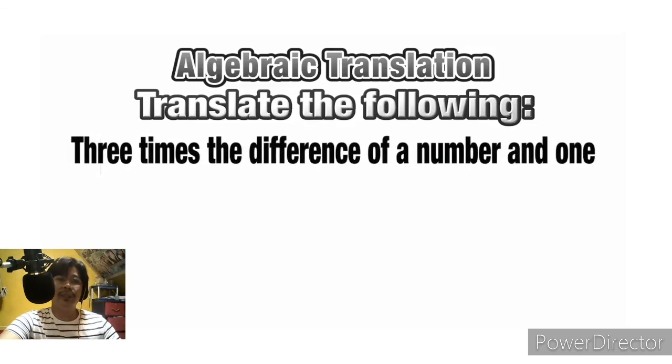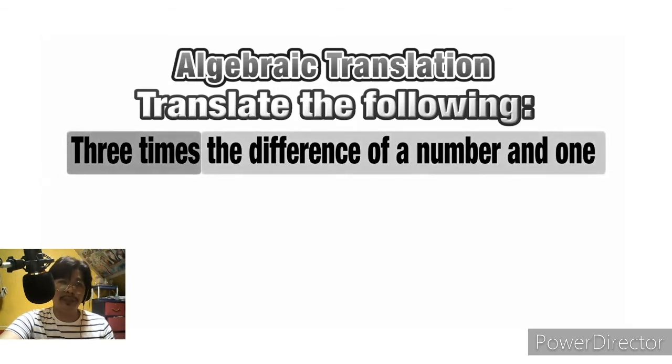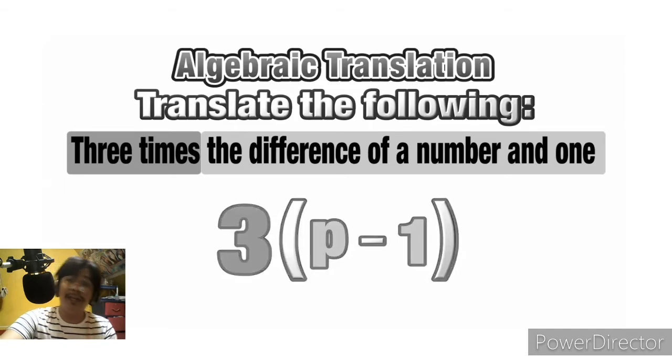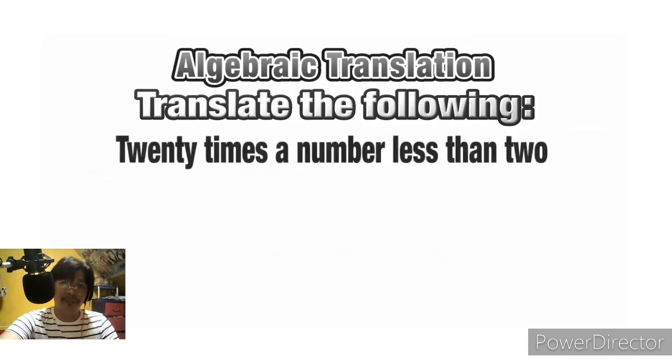So how about this? 3 times the difference of a number and 1. Take note, it indicates independent groupings also, which is the difference of a number and 1. That's why we use parentheses: the difference of a number and 1 is p minus 1, in open and close parentheses, multiplied by 3, which is 3 times the difference of a number and 1.